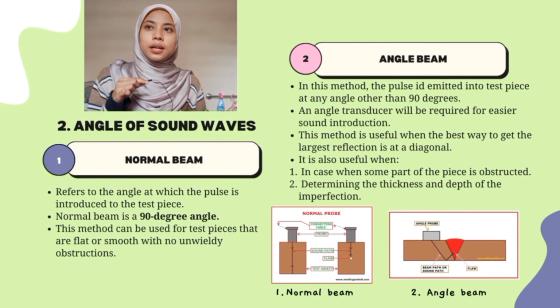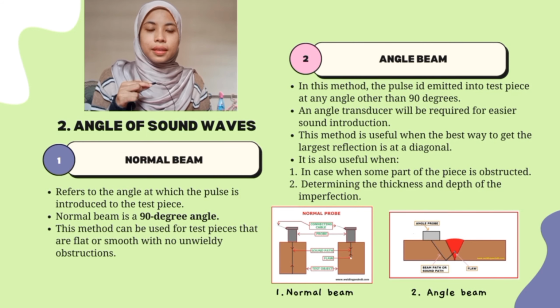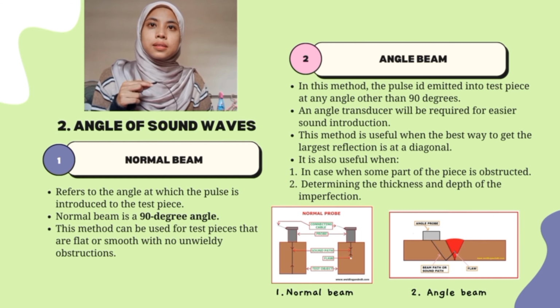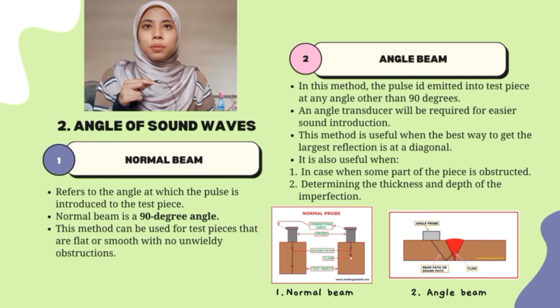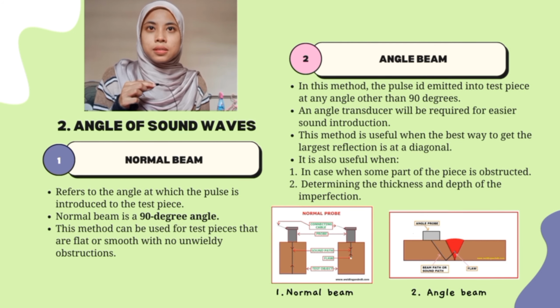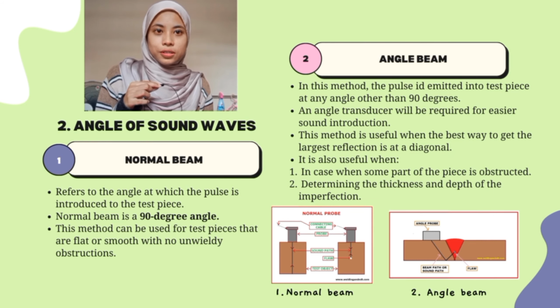Next is the angle of sound waves. There are also two methods for this part, the first is a normal beam and the second is an angled beam. A normal beam refers to the angle at which the pulse is introduced to the test piece. A normal beam is a 90-degree angle, and the normal beam method can be used for test pieces that are flat or smooth with no unwieldy obstructions.